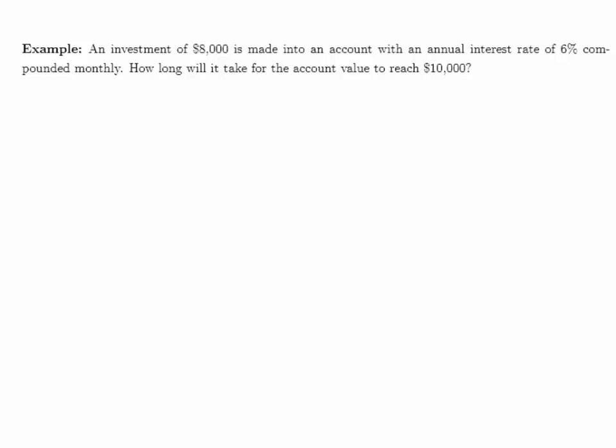This example is going to look at an application of exponential functions. In particular, it's going to look at compound interest.